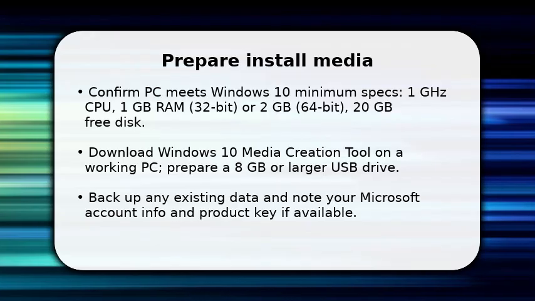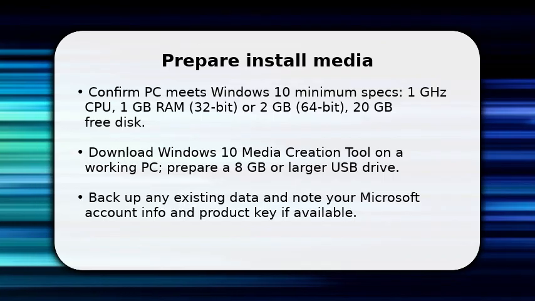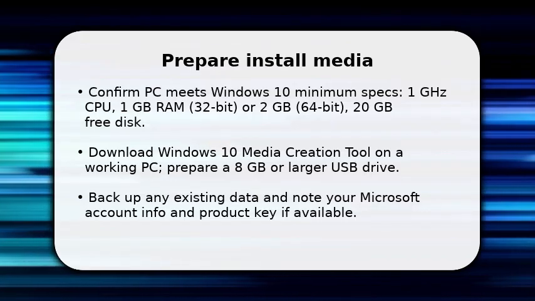You start by creating the installation media. Plug an 8 GB USB into a working computer, run the media creation tool, and choose Create Installation Media for another PC. Make sure you select the correct edition and 64-bit or 32-bit to match your hardware. Once done, the tool will download Windows files and write them to the USB. You should label the drive and safely eject it. Having your Microsoft account and a product key ready speeds activation and setup later on.